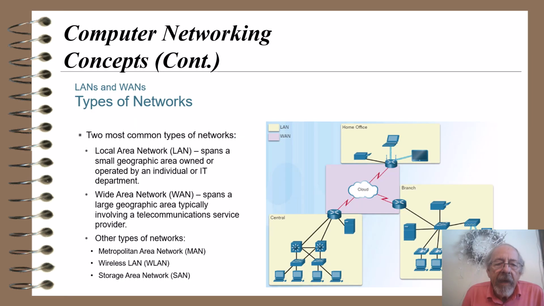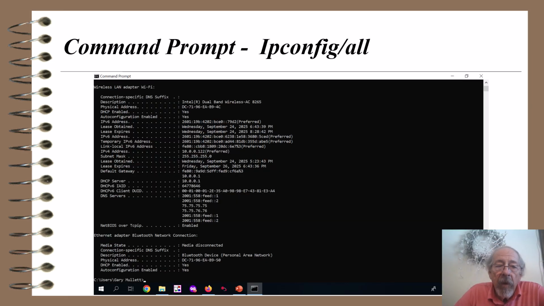So there are things called LANs and WANs, these different types of networks. A local area network, or a LAN, spans a small geographic area owned or operated by the individual or IT department. A wide area network, or WAN, spans a large geographical area, typically involving a telecommunications service provider. There's other types of networks. There's MANs, Metropolitan Area Networks, wireless LANs, or WLANs, storage area networks, SANs, plus there's many other types of networks at this point.